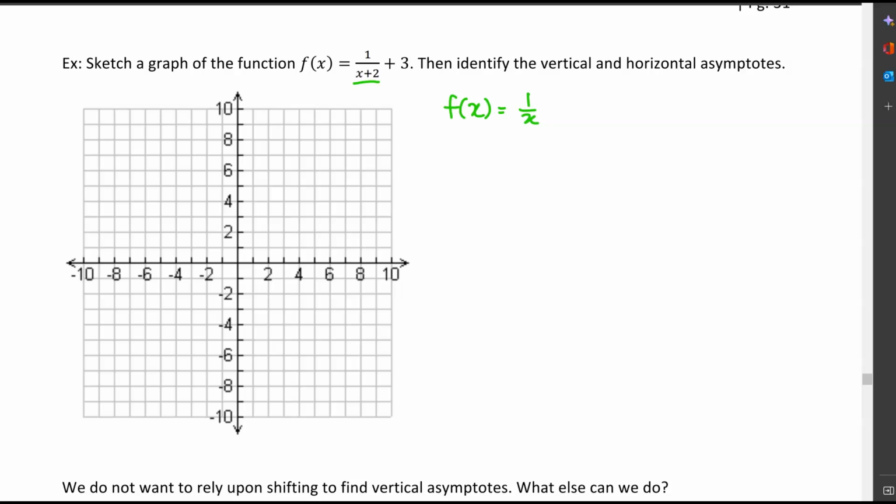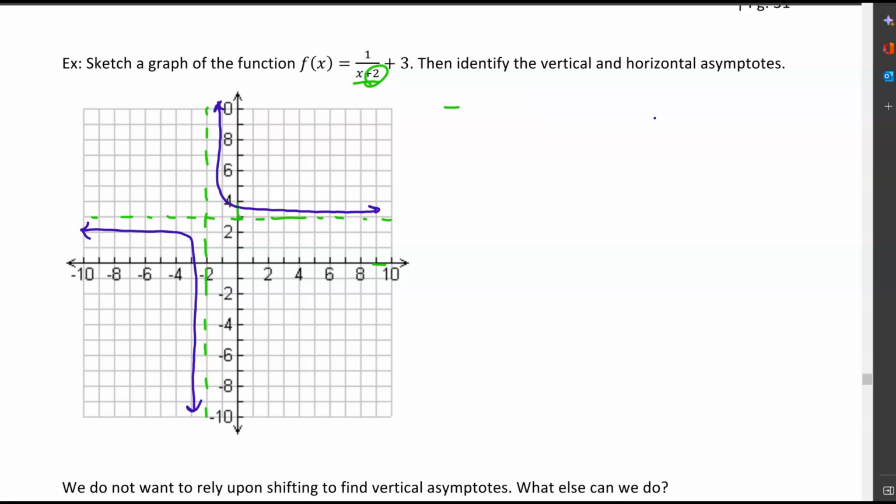One way to think about this function is to remember where the asymptote starts. We shift it up 3, so here's 1, 2, 3. The horizontal asymptote that was originally here, because of this plus 2, we shift it to the left 2. So we're really going to be here. We're graphing this by remembering our horizontal and vertical shifts. So our function is going to look like this here and here.